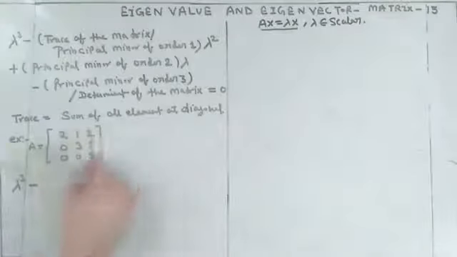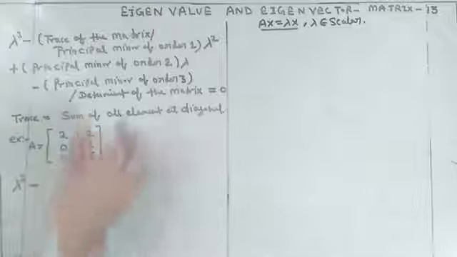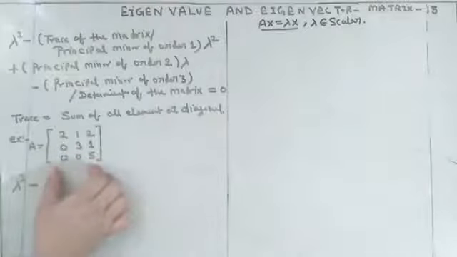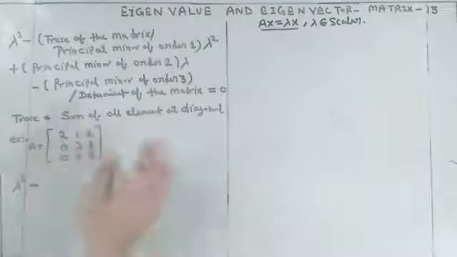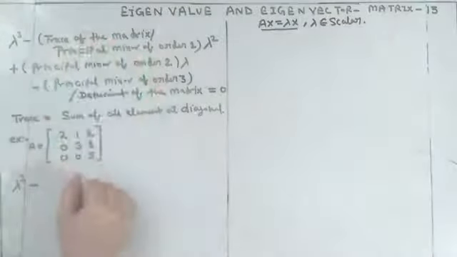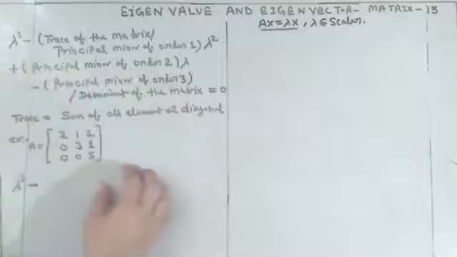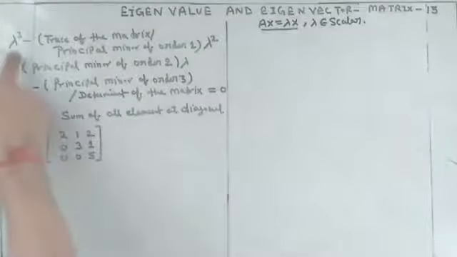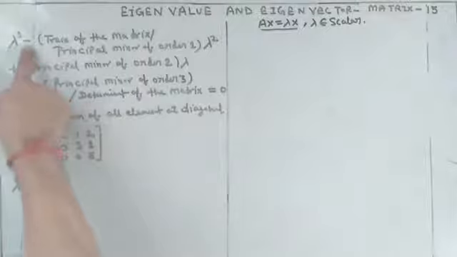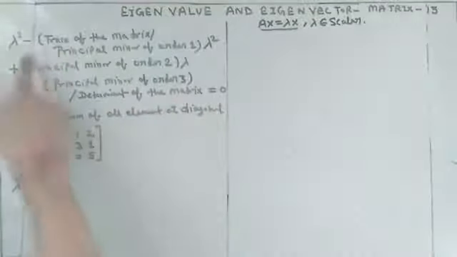So here we are discussing a 3 into 3 matrix. Similarly, after some time I will tell you what to write if you have a 4 into 4, 5 into 5, 9 into 9, or n into n matrix. What will be the basic formula? Here we have written lambda cube. Lambda means scalar. Lambda cube minus, then plus, minus, plus, and so on.